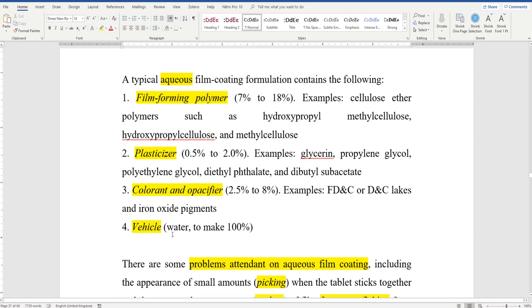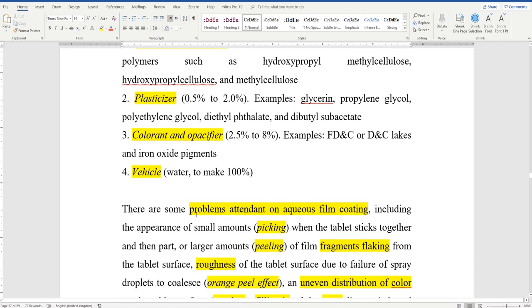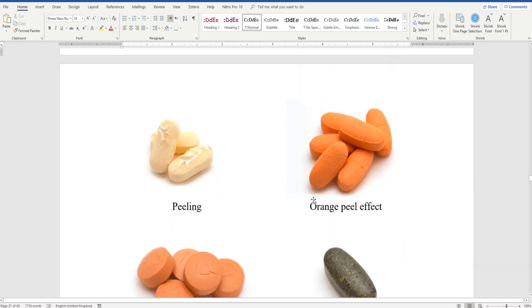In addition to that, of course, the vehicle, usually water, to make the full preparation. These are the ingredients that you may find in film coating solutions. Now, there can be problems, especially when you are using aqueous film coating. The process of coating can result in certain problems. Let's see these problems.